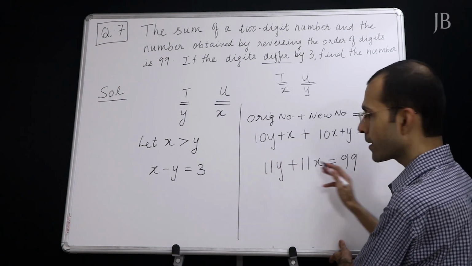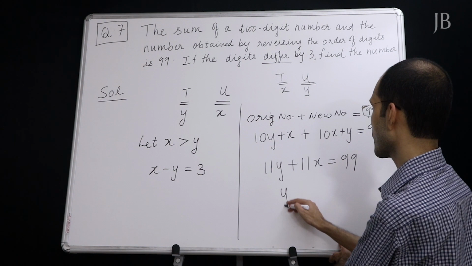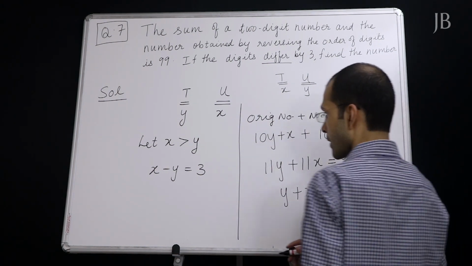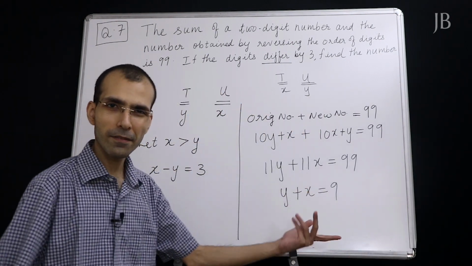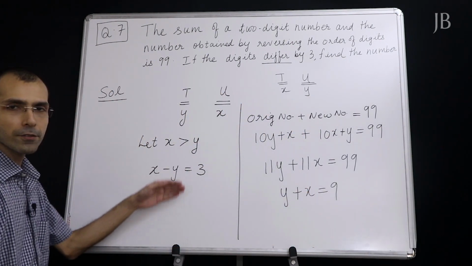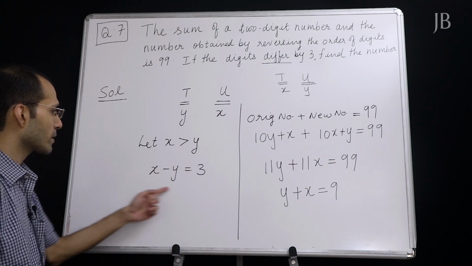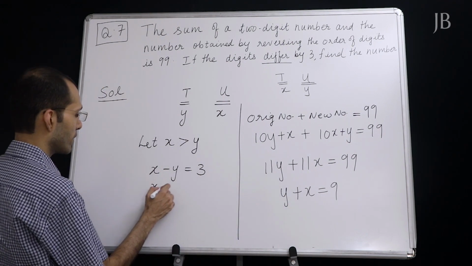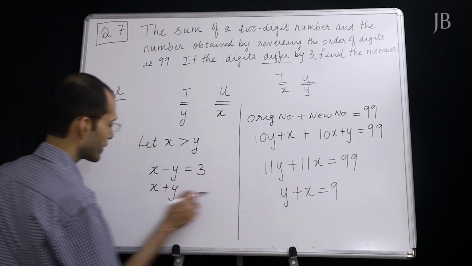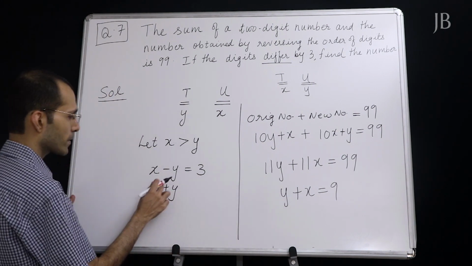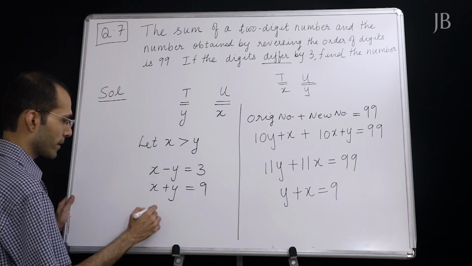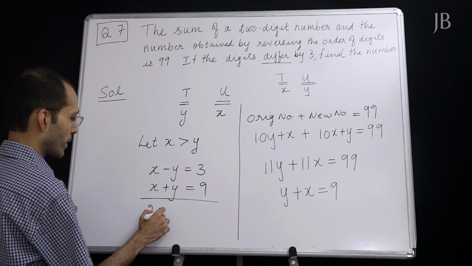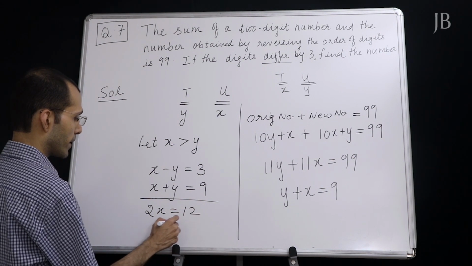Divide throughout by 11 to make the equation smaller. So y plus x is 9, or x plus y is 9. Now we will solve these two equations simultaneously, the first equation we got and the second equation. We will make it as x plus y. We have taken care of the signs: plus x, here also positive x, y is positive, plus y is equaling 9. What will work here? Addition. So 2x is 12, x is 6.